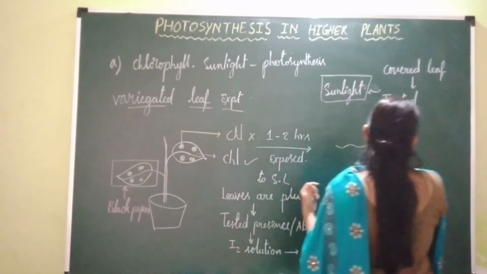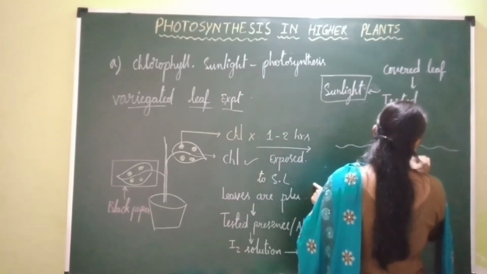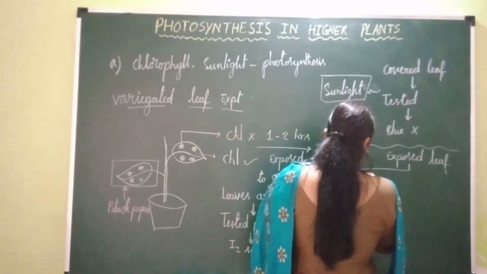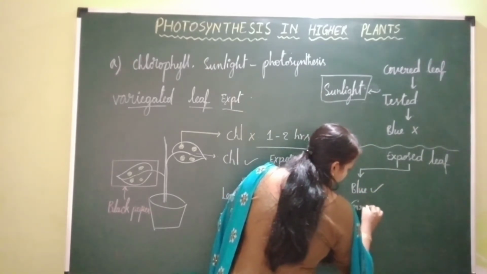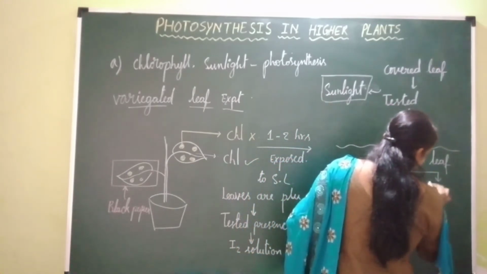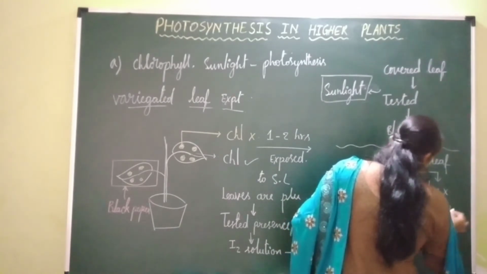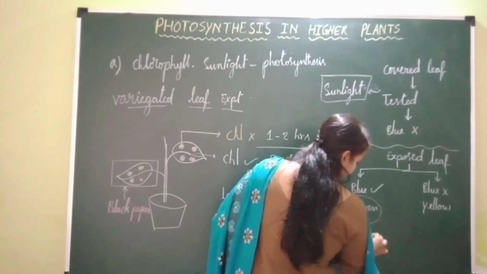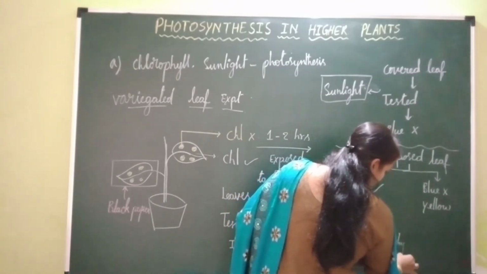Right, next coming to the exposed leaf. When this exposed leaf is tested for the presence of starch by dipping it in iodine solution, what happens? A blue-black colored appearance is seen in the green colored part of the leaf, whereas it is absent in the yellow colored part of the leaf. That means the green colored part contains chlorophyll. So chlorophyll is essential for the process of photosynthesis to occur.